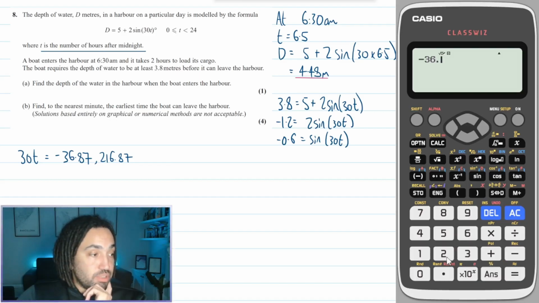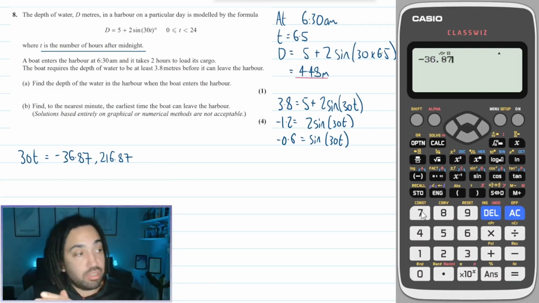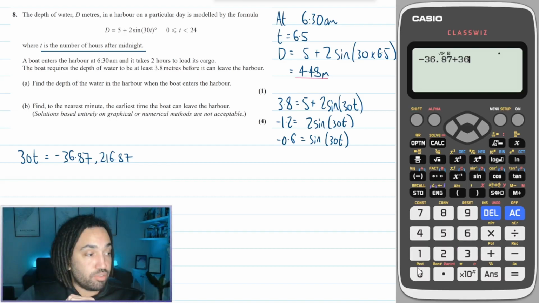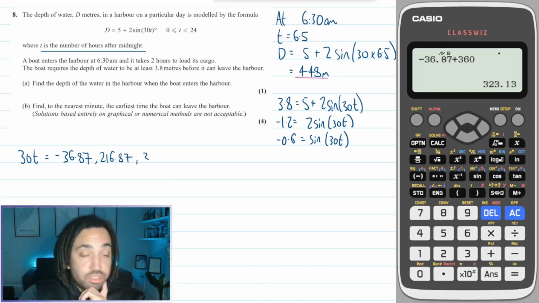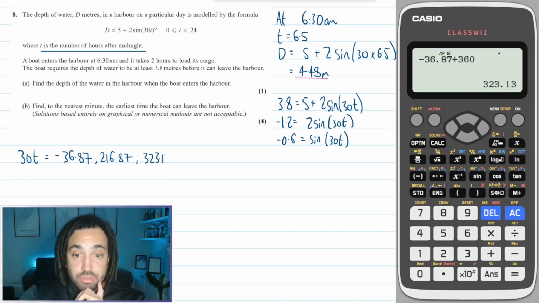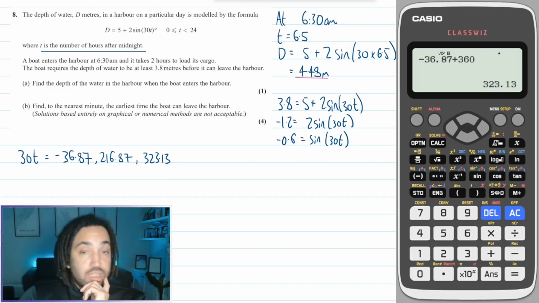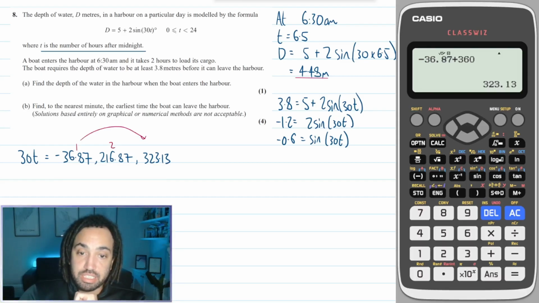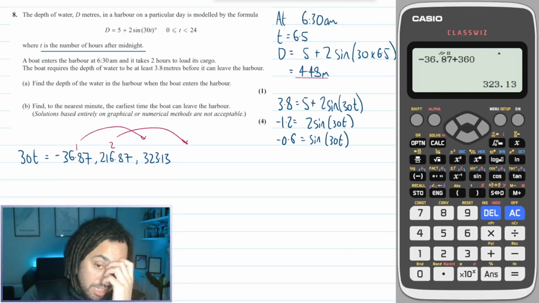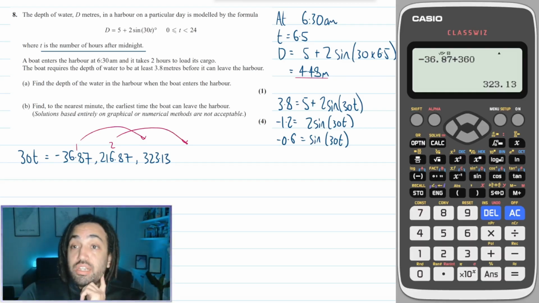So 36.87, sorry, we add on 360. You can always just add on 360s to find the next solution. So you find your first two. This is number 1, that's number 2. And then you can just add on 360 to both of these to find the next solutions. Now I can divide all of them by 30.